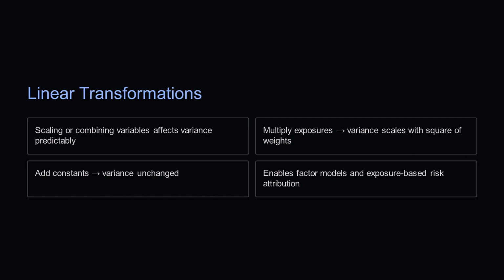These properties allow us to build risk models where exposures are combined linearly, and we can trace exactly how each factor contributes to total variance. This principle underpins everything from factor modeling to sensitivity analysis and risk attribution.